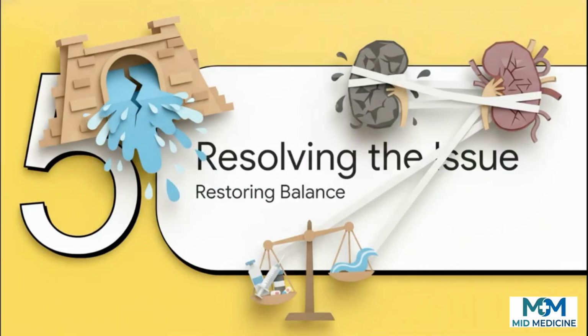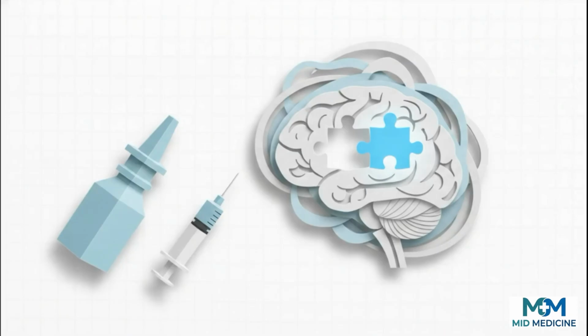Section 5, resolving the issue, restoring balance. All right, once we've safely navigated the diagnosis, it's time to fix the broken dam. Let's look at the therapeutic resolutions for both of our identified villains. For central DI, the treatment is beautifully logical. The brain isn't making the hormone, so we simply replace it.